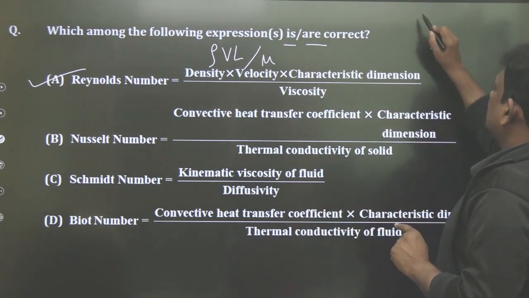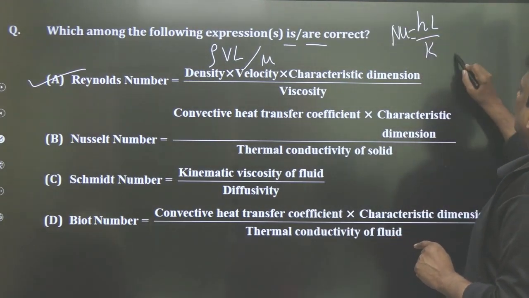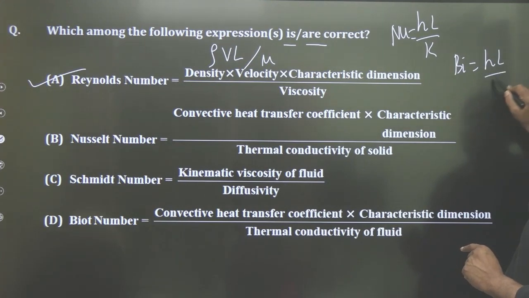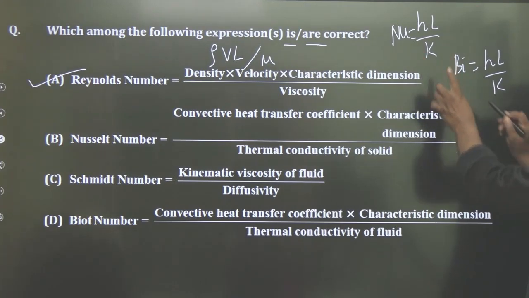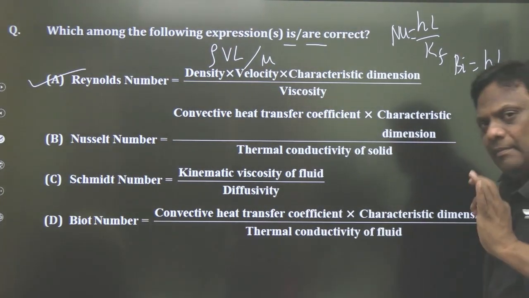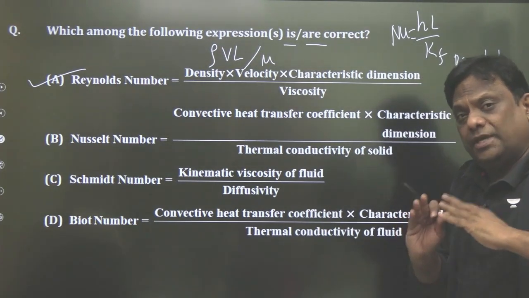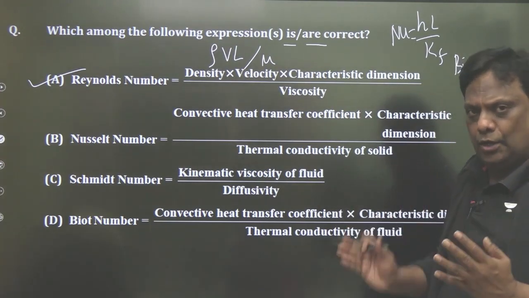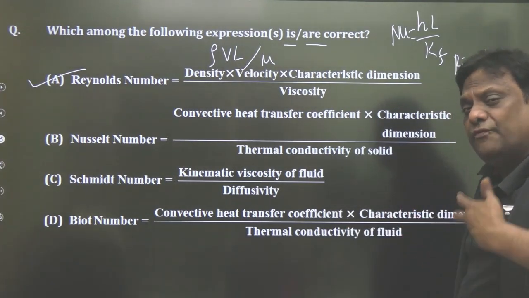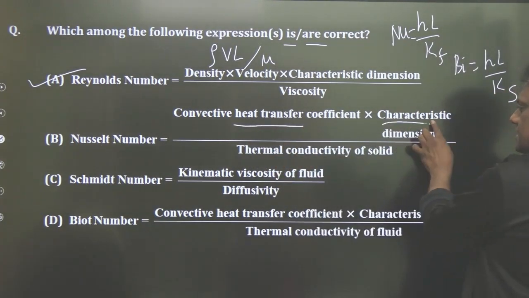Now Nusselt number. You know that Nusselt number is hL by k. And you know Biot number is also hL by k. But you have to be very, very careful. In Nusselt number, it is the thermal conductivity of the fluid, and in Biot number, it is the thermal conductivity of the solid. That you have to see. In my regular classes, I explain this very clearly, and I take about 40 minutes to mention the difference between Nusselt and Biot number. I gave you the physical significance also.